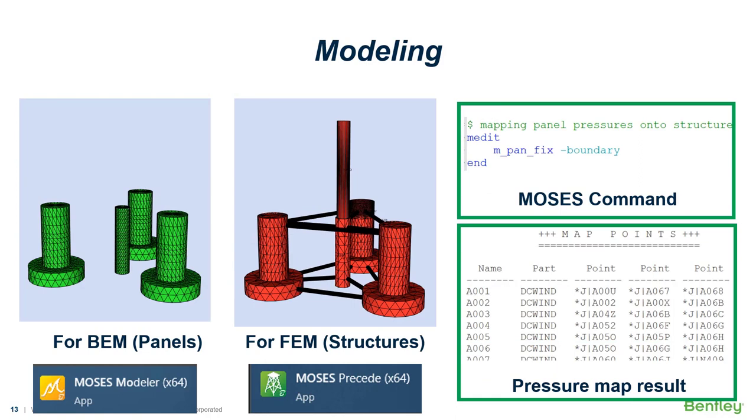Let me take an example of the semi-submersible for floating wind structures. The model on the left-hand side here is the panel model to feed the boundary element solver. To create this kind of panel model, we can use this MOSES modeler. This modeler came from the software MaxSurf, but we added a lot of features to make it fit into MOSES. I mean, this is a GUI modeler, very intuitive. And to create this kind of a structural model, on the right-hand side here, we can use MOSES preset.